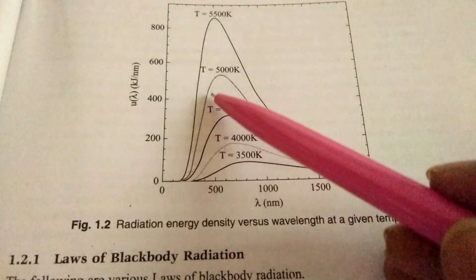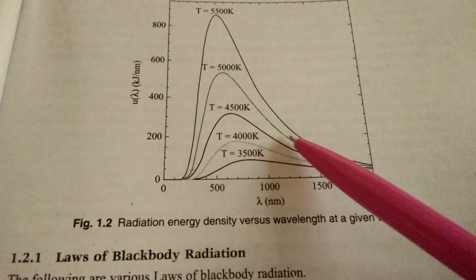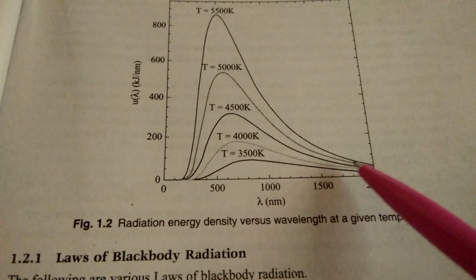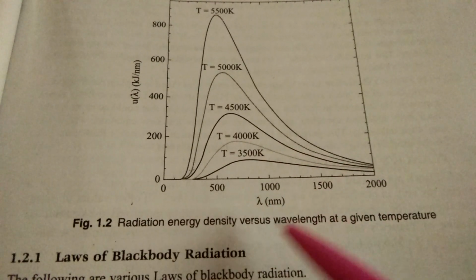When the temperature is 5000 Kelvin, what is happening? The radiation energy density increases as the wavelength increases. As the wavelength increases further, the radiation energy density decreases. This means the emission of radiation also varies with temperature and wavelength.